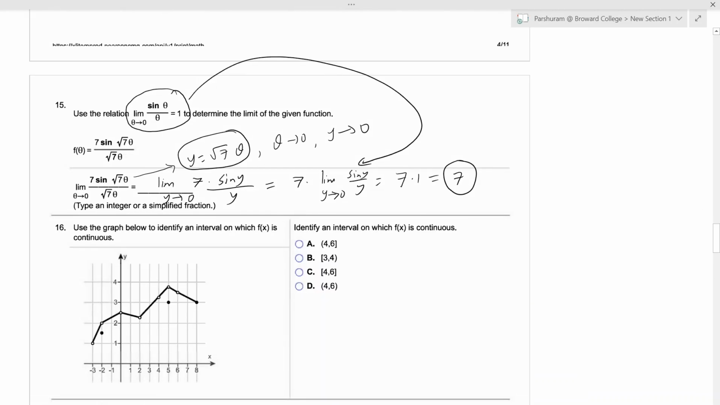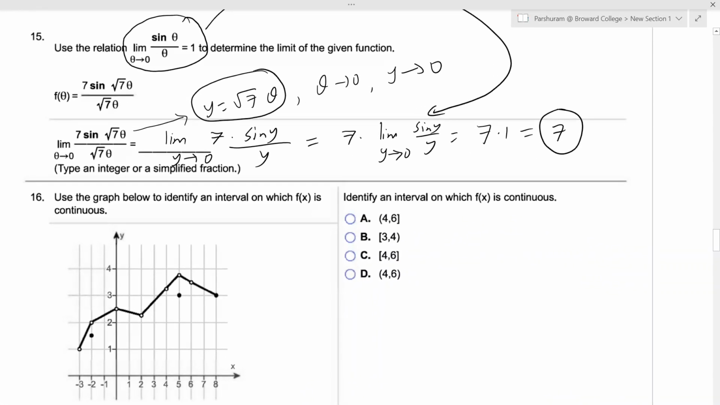Okay, let's go to problem 16. Identify an interval on which the function is continuous. Let's check from 4 to 6, not including 4 and including 6, but you can see that there is a hole, so this is not continuous. 3 to 4, where 3 is included and 4 is not included, this is continuous.